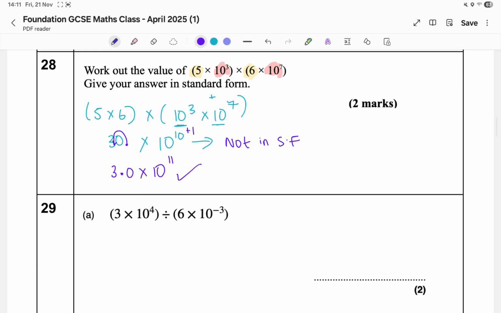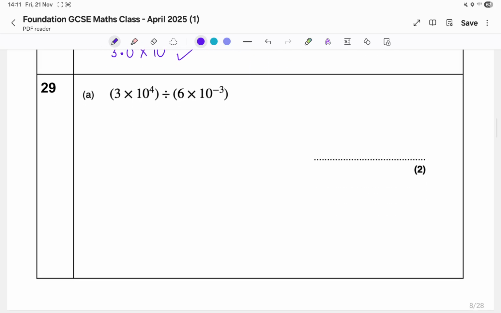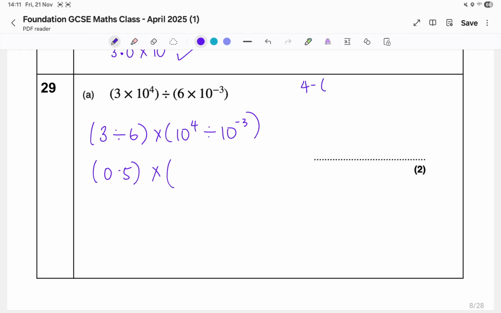And now one divide. 3 times 10 to the power of 4 divided by 6 times 10 to the power of minus 3. Again, with timesing and dividing, you times and divide the numbers. So 3 divided by 6 times 10 to the power of 4 divided by 10 to the power of minus 3. 3 divided by 6 is 0.5. And then when you're dividing, you minus the powers. So 4 take away minus 3, which equals positive 7 because the two negatives make a positive. 10 to the power of 7.